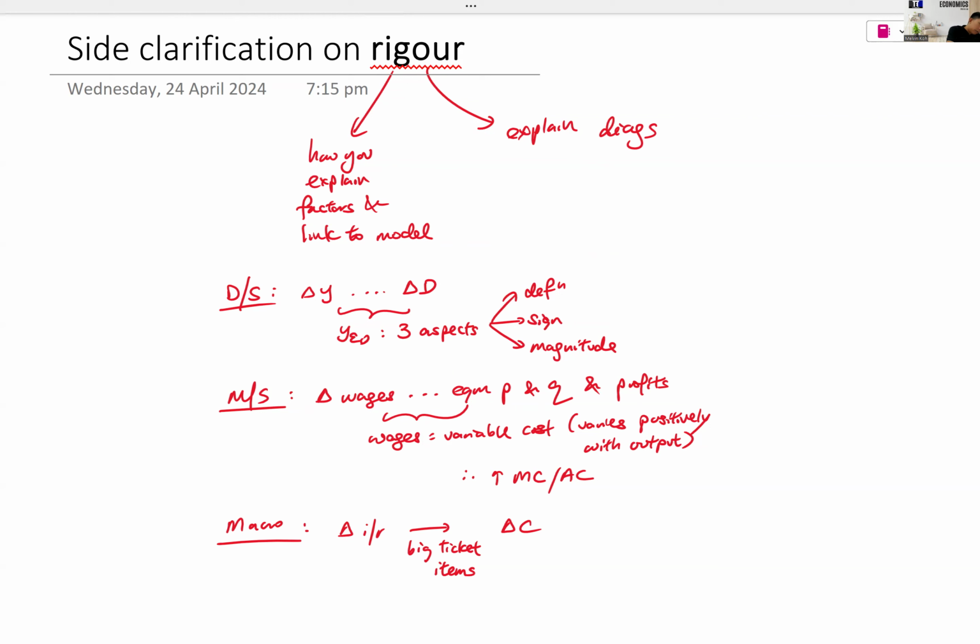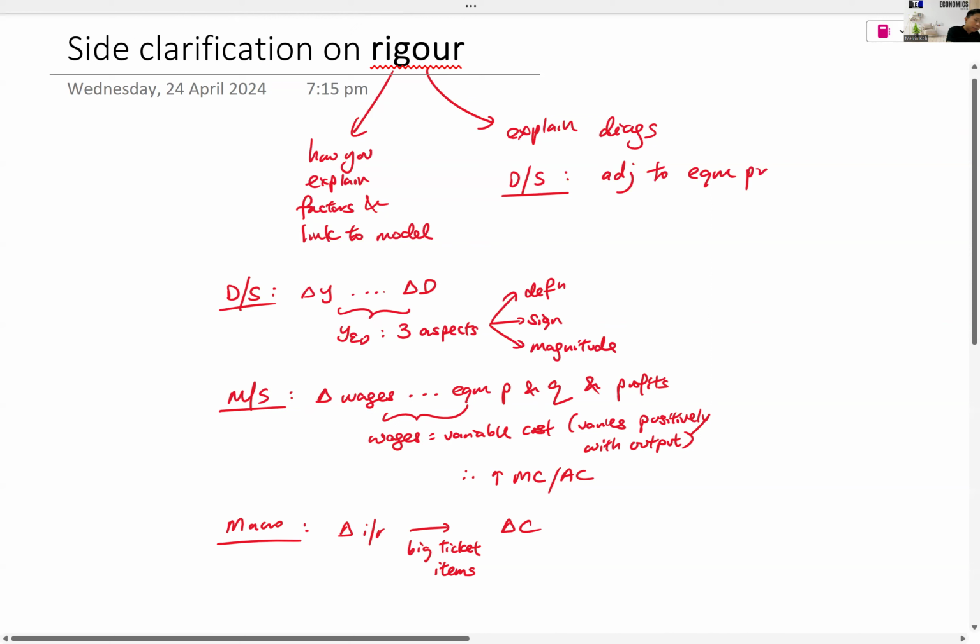So when you explain your diagram, demand and supply, we have the adjustment to equilibrium process, right? Some schools call it the market adjustment process. Some other schools call it the price adjustment process. It's the thing where you say, oh, there's going to be a shortage, upward pressure on price. When the price goes up, certain things are happening.